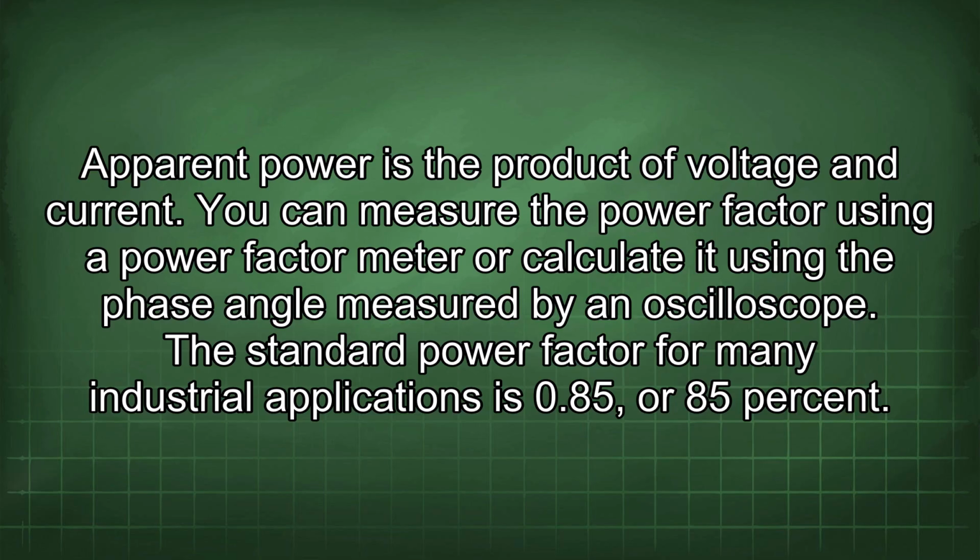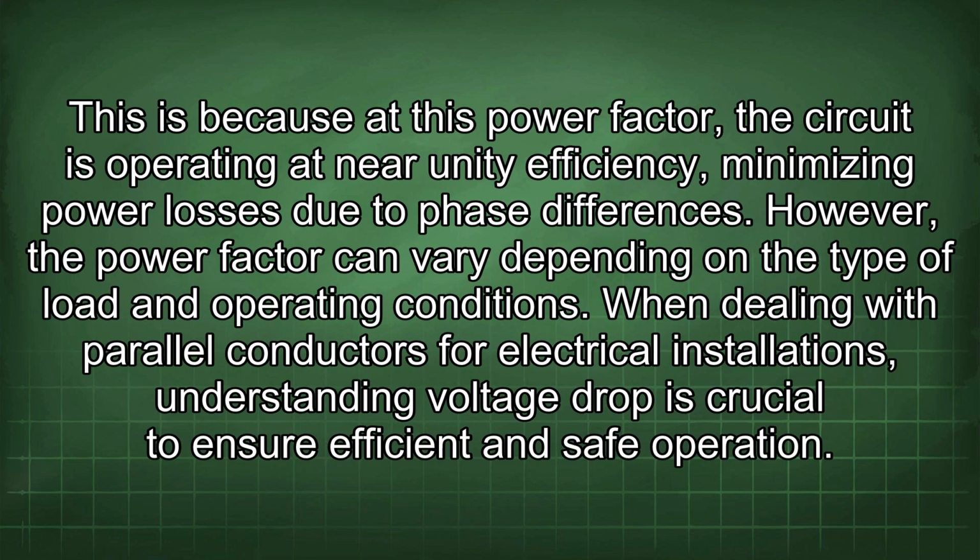You can measure the power factor using a power factor meter or calculate it using the phase angle measured by an oscilloscope. The standard power factor for many industrial applications is 0.85 or 85%. This is because at this power factor, the circuit is operating at near unity efficiency, minimizing power losses due to phase differences. However, the power factor can vary depending on the type of load and operating conditions.